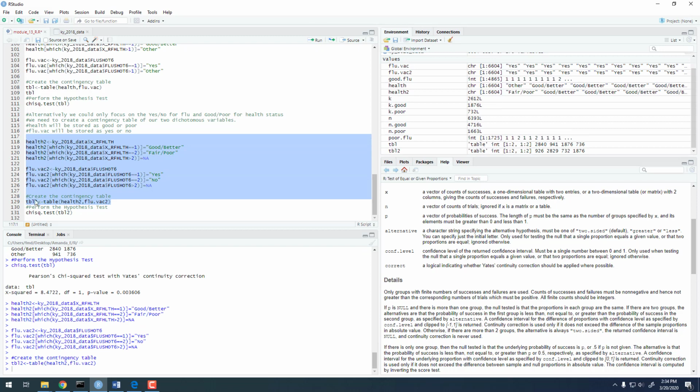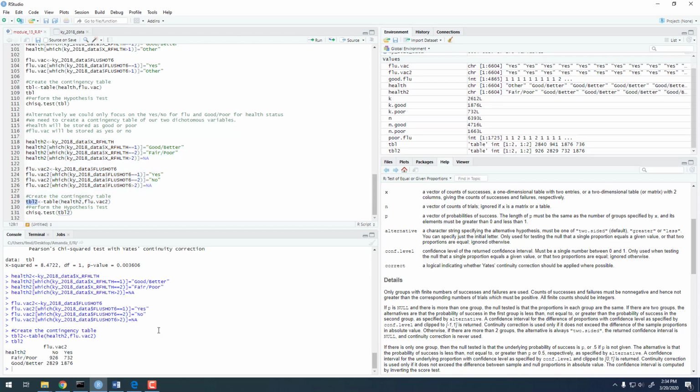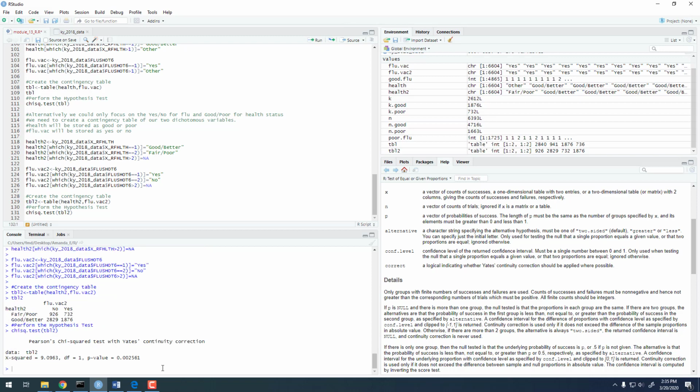So if we run this, notice that for table 2, our numbers are going to be slightly different because everybody that refused to answer or didn't know, I set those to be missing. So now my comparison is just between the yeses and the nos and the good and poor. This is also completely valid to analyze the data this way. The important part is the documentation. You have to say, hey, this is what I considered, or this is how I analyzed this data. And then we could perform the chi-square test on table 2, and we'll notice our results were still statistically significant in this case.